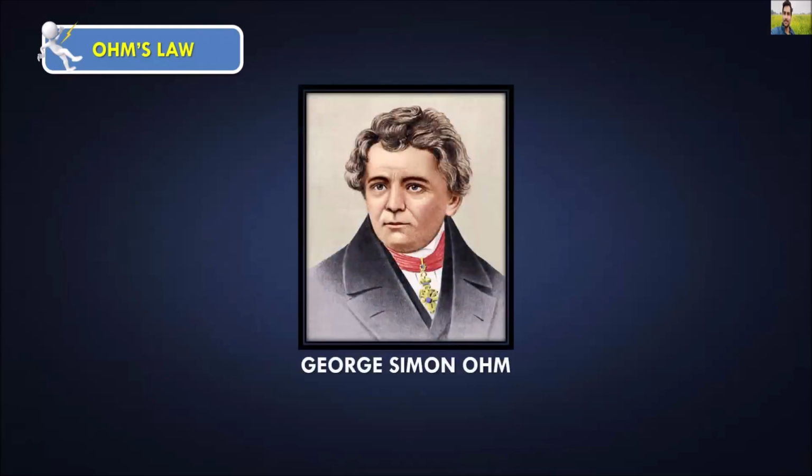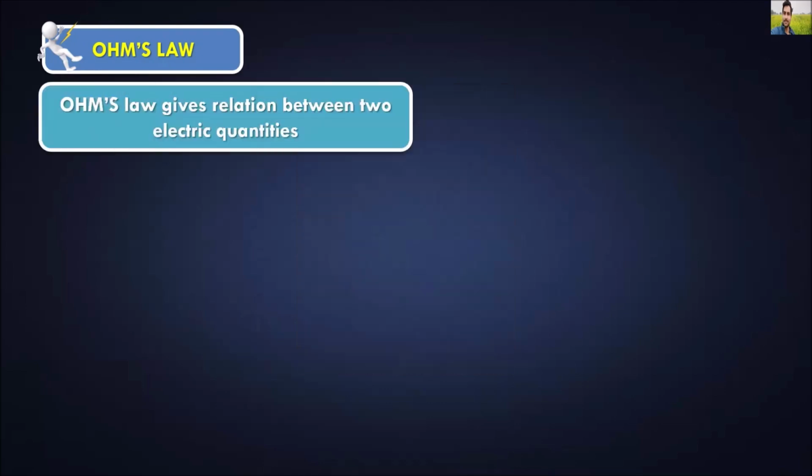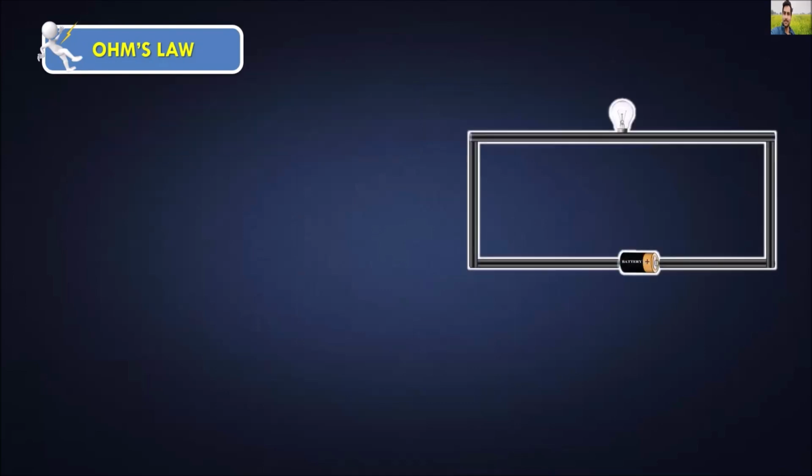Ohm's law. There is a scientist whose name was George Simon Ohm. Ohm's law gives the relationship between two electric quantities. Let's understand with the diagram.